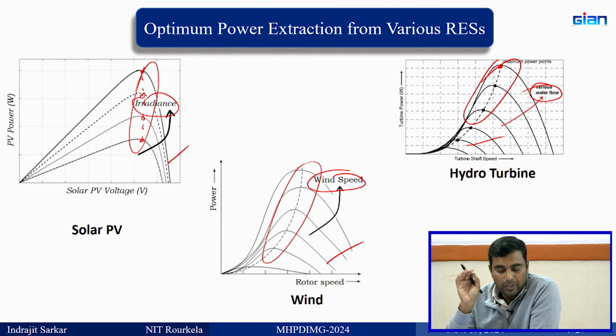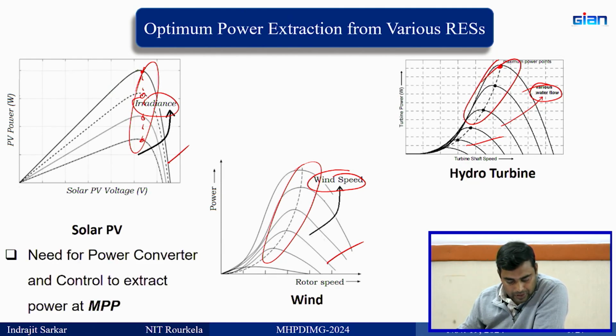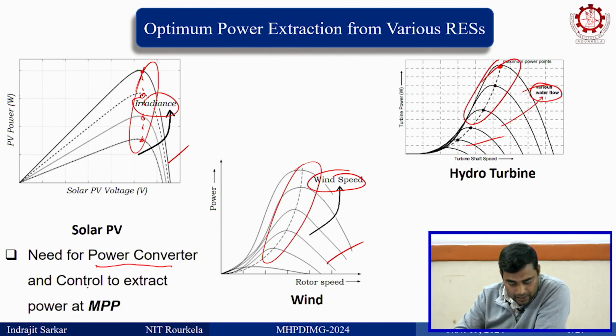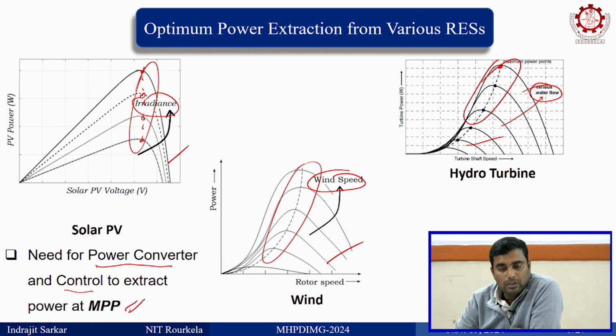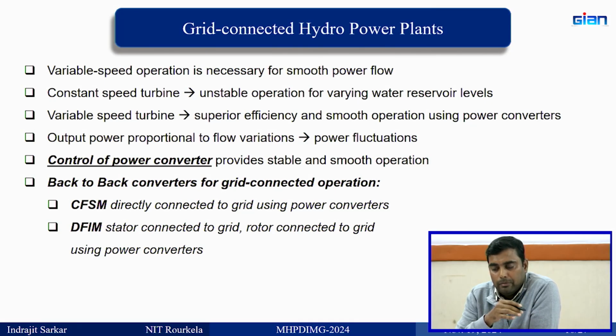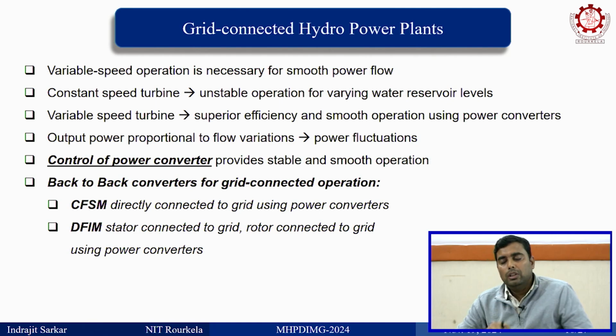Is that clear? Okay. So, the need for a power converter and to control it to extract power at MPP. Depending on the characteristics, you need to implement the type of converter. Now, I am coming to a hydro power plant. Okay, hydro power plant. Now, what happens? How is the power generated?